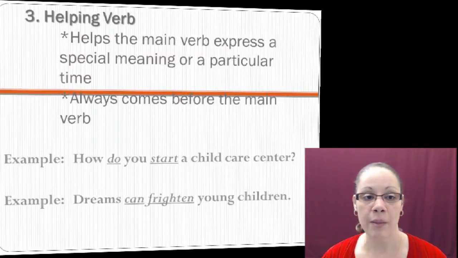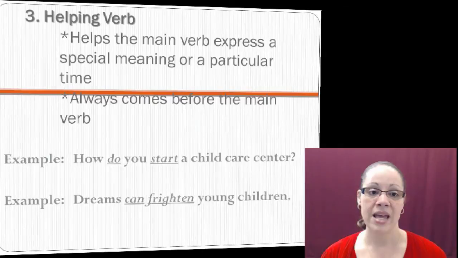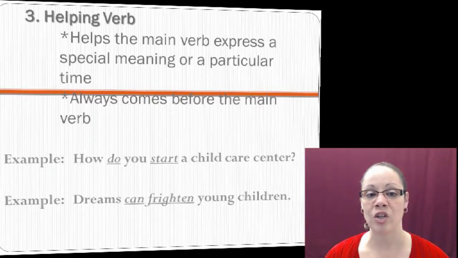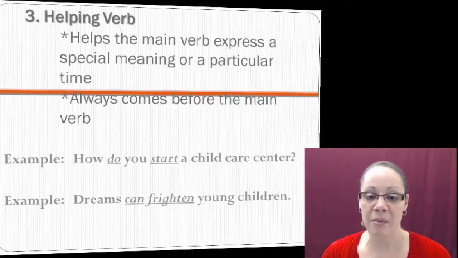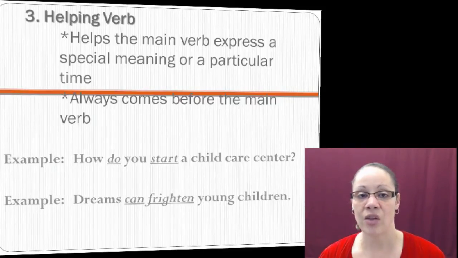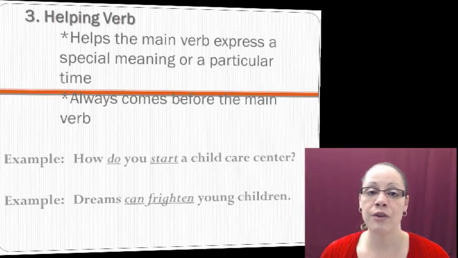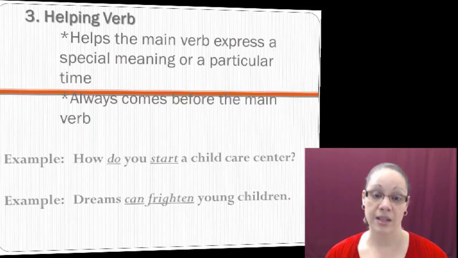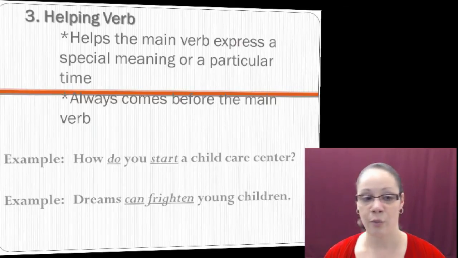And then our third type of verb is the helping verb. It helps the main verb express a special meaning or particular time, and it always comes before the main verb. So the helping verb will always come before the main verb of the sentence. But the helping verb and the main verb will both be the verb of the sentence. So keep that in mind as you're practicing.